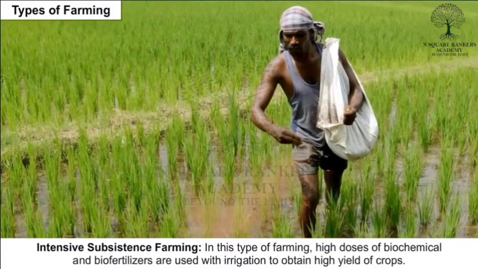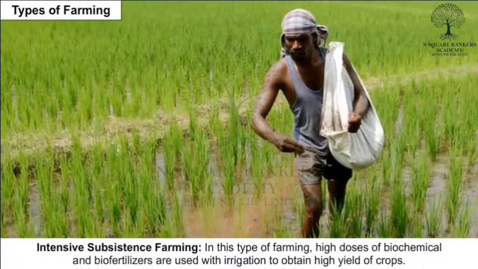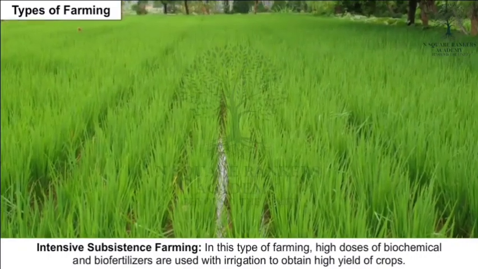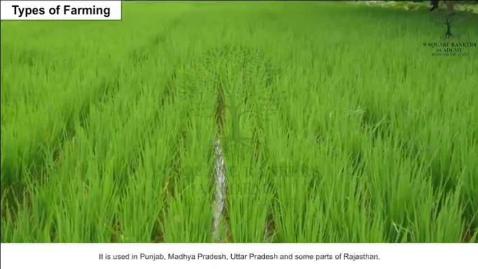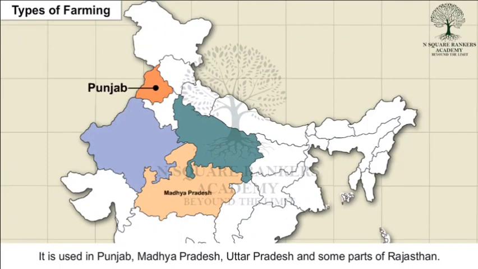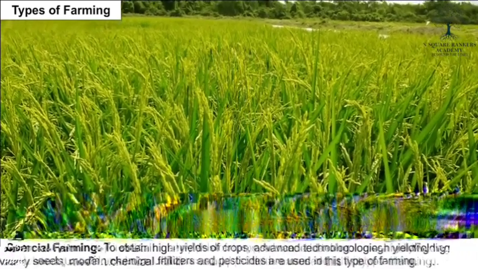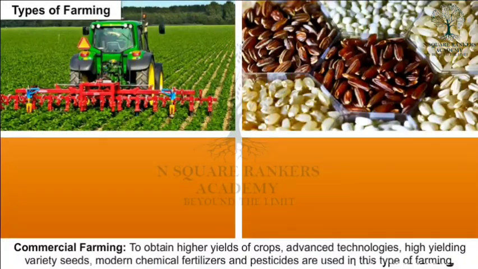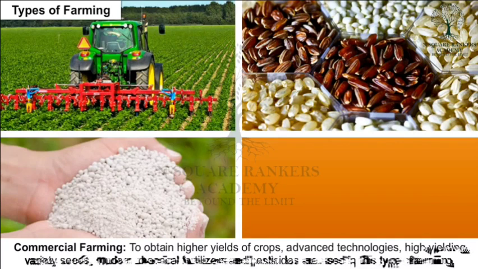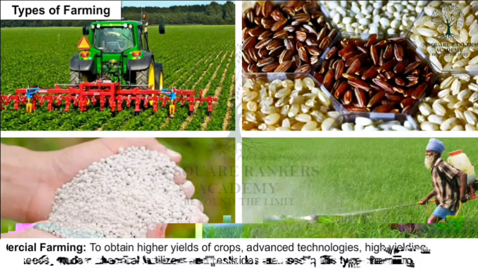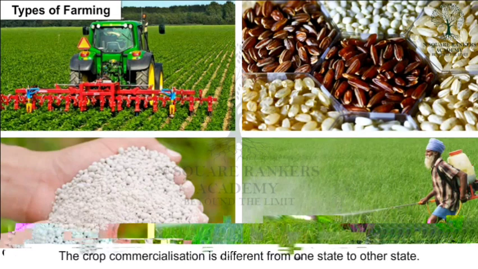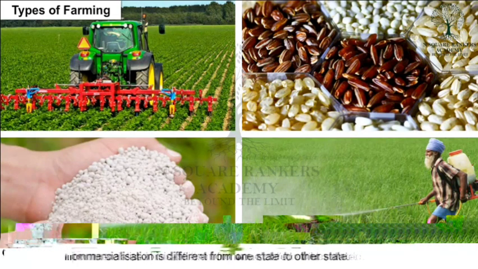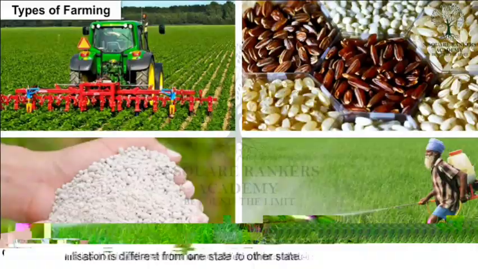In this type of farming, high doses of biochemical and biofertilizers are used with irrigation to obtain high yield of crops. It is used in Punjab, Madhya Pradesh, Uttar Pradesh and some parts of Rajasthan. Third type of farming is commercial farming. To obtain higher yields of crops, advanced technologies, high-yielding variety seeds, modern chemical fertilizers and pesticides are used in this type of farming. The crop commercialization is different from one state to another state.